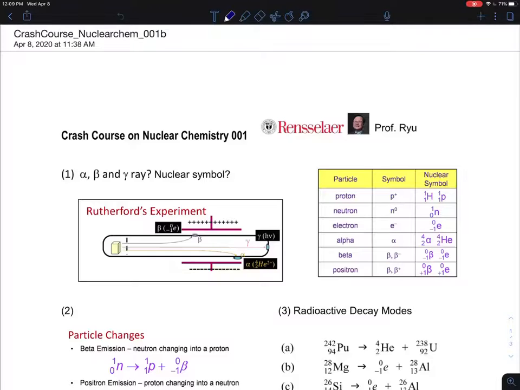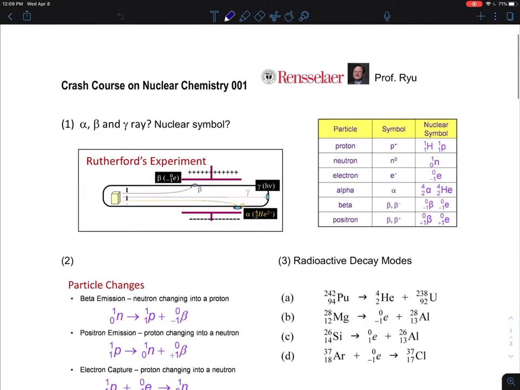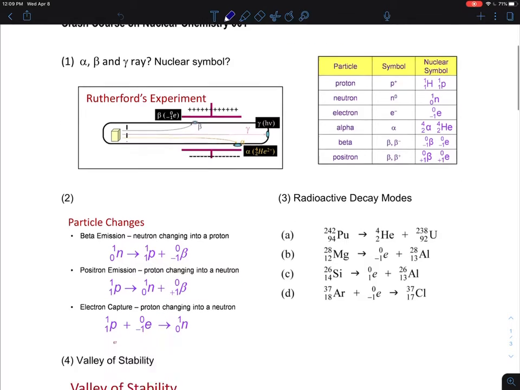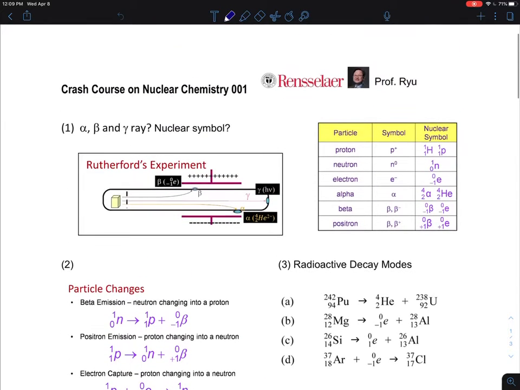Okay, so the first section of today's discussion is what I call the crash course in nuclear chemistry. I did it for the previous session, but I don't mind doing it again, because I only made two nuclear chemistry crash courses, and this is the first version, which emphasizes the basics of nuclear chemistry, and also shows you what I call the valley. What do you call the valley of stability? Okay, so this is something that we want to discuss.